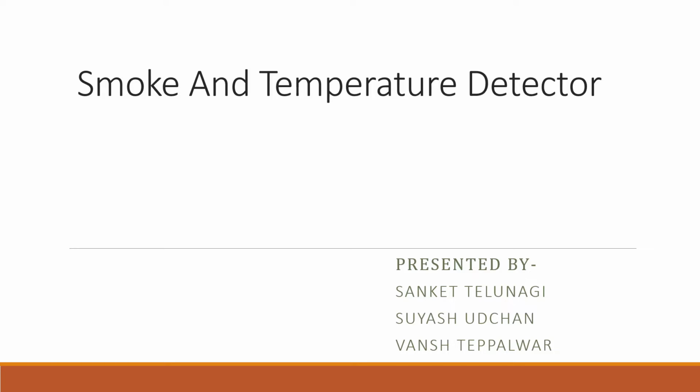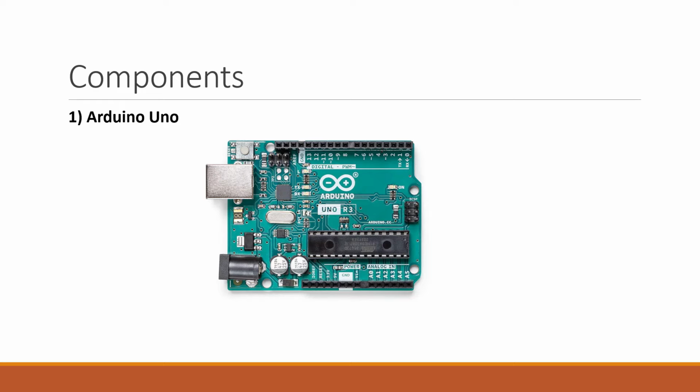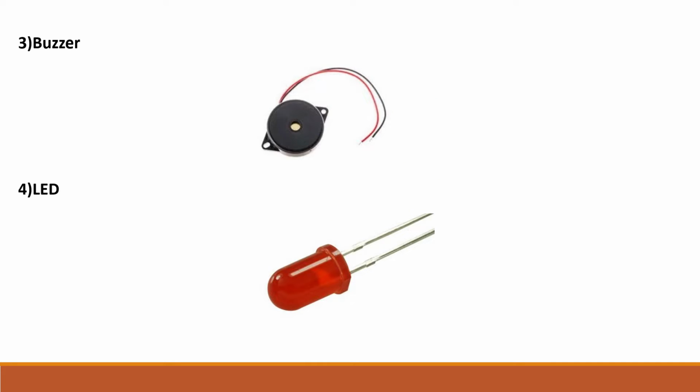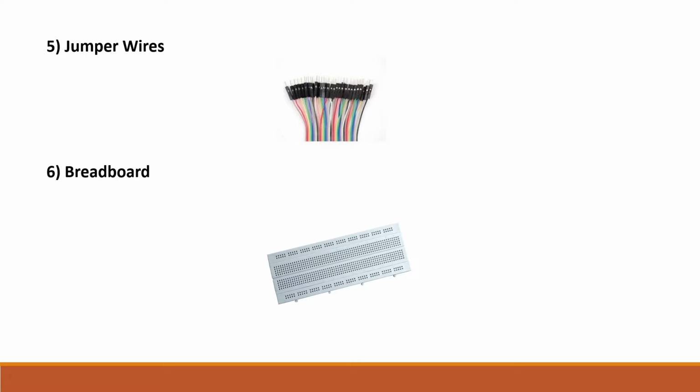So let's have a look at the equipment that we are going to use first. Here is the Arduino Uno board, which is a microcontroller based board. The next one is the MQ2 gas sensor, to sense the concentration of gas or smoke in the surrounding. The next one is the TMP36 temperature sensor to measure the temperature. Both of these sensors are analog sensors. The next one is a buzzer to make sound if any dangerous situation arises. The next ones are an LED, then jumper wires and a breadboard to make connections.